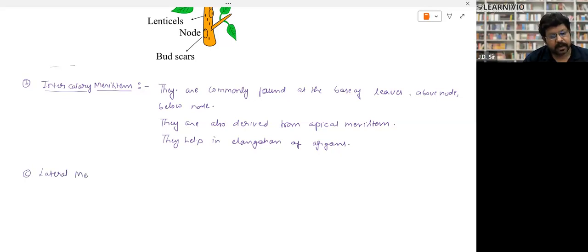Lateral meristem. We will study lateral meristem again when we study the secondary growth. Secondary growth is the single most important question of this chapter for your school examination. That is the most frequently asked question: what is the secondary growth? Or they can ask you to show or represent the process of secondary growth with the help of a diagram, and that will be a full-fledged 5-marker question, right? Then this meristematic tissue, the most frequently asked question. Lateral meristem.